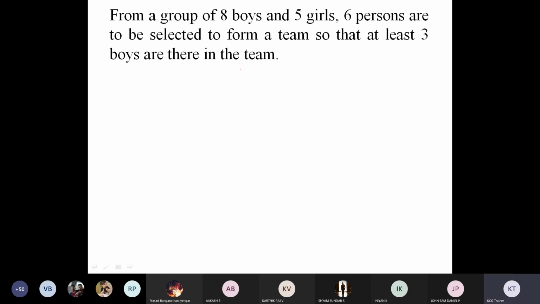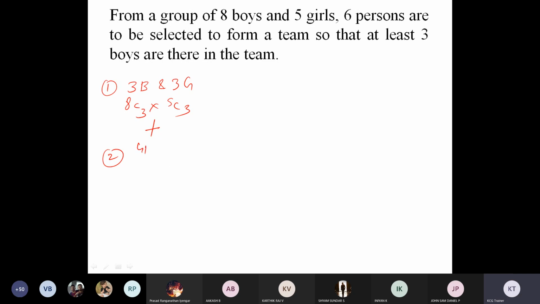Okay. So how to proceed with this question? First of all, in the normal process, at least 3 boys, minimum 3 boys. So the remaining should be how many? Totally 6 people, so the remaining is also 3 girls. 3 boys will be selected from 8C3 and 3 girls from 5C3. Next, the second one. After 3 boys, they said minimum 3.